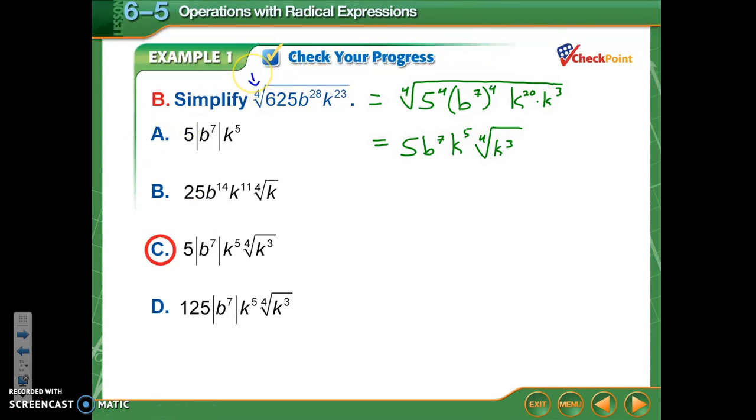So notice this time we were working with fourth roots. The fourth root of 625 is 5. The fourth root of b to the 28th is b to the 7th. And we have to put this in absolute value because I took an even root, even index, of an even power, but it came out odd. Then k to the 23rd, I split up into k to the 20th times k cubed, because 20 is a multiple of 4. So I know k to the 20th is k to the 5th to the 4th. That's why the fourth root of k to the 20th is k to the 5th. Then I'm left with the fourth root of k cubed.